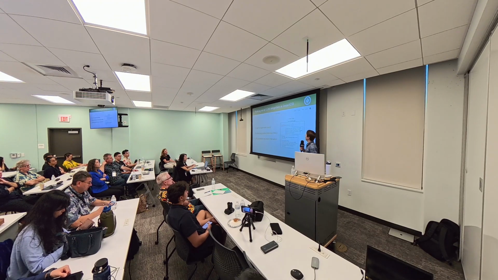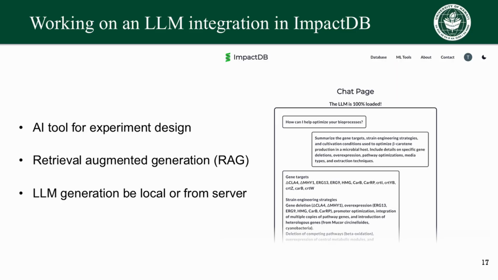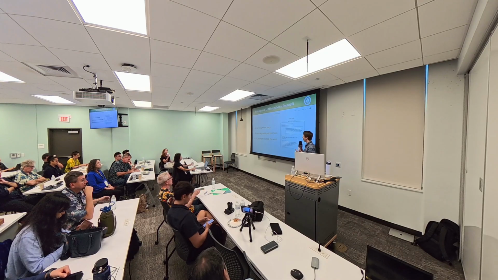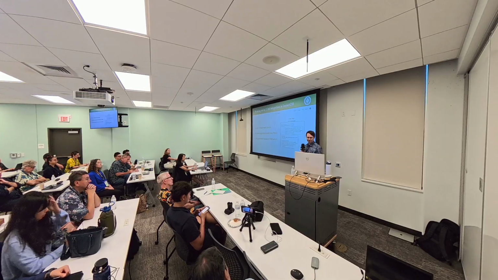So ongoing work is developing a large language model interface on the ImpactDB website. The idea is you could use ChatGPT, but it doesn't have all the context because the data it has is sort of disorganized. So using what's called a knowledge graph, you can do retrieval augmented generation, or RAG, and then get more context-informed outputs. So if you want to know how to make beta carotene, you get better feedback.